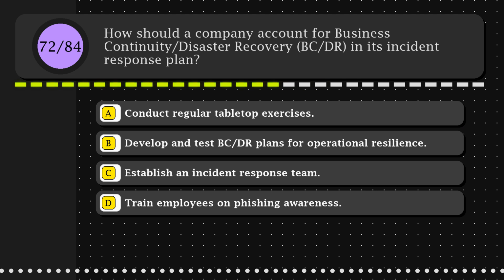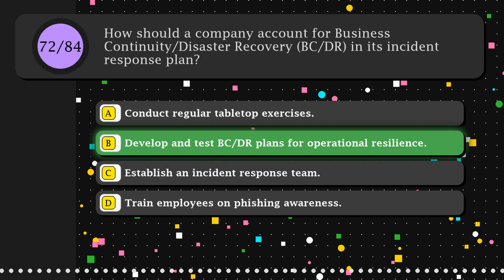Option A, conduct regular tabletop exercises. Option B, develop and test BC/DR plans for operational resilience. Option C, establish an incident response team. Option D, train employees on phishing awareness.